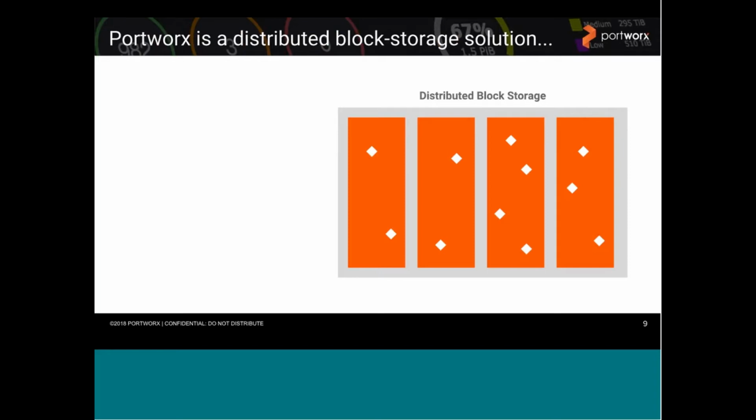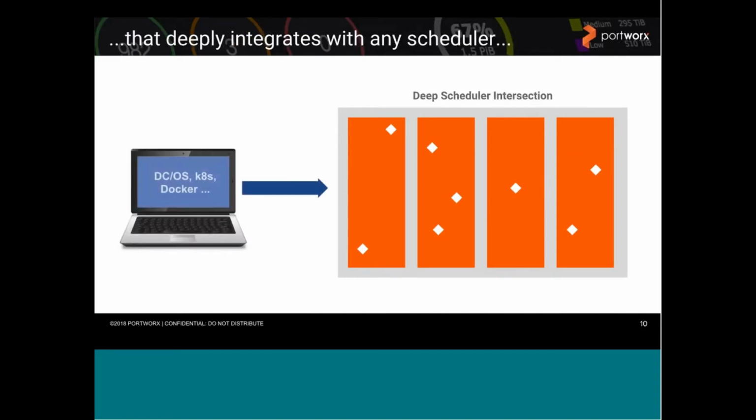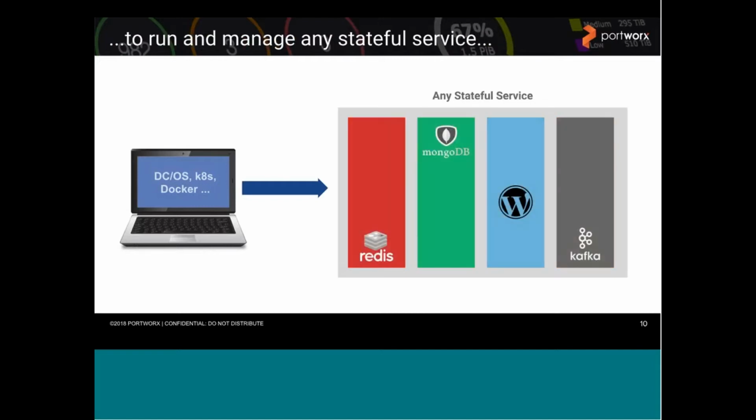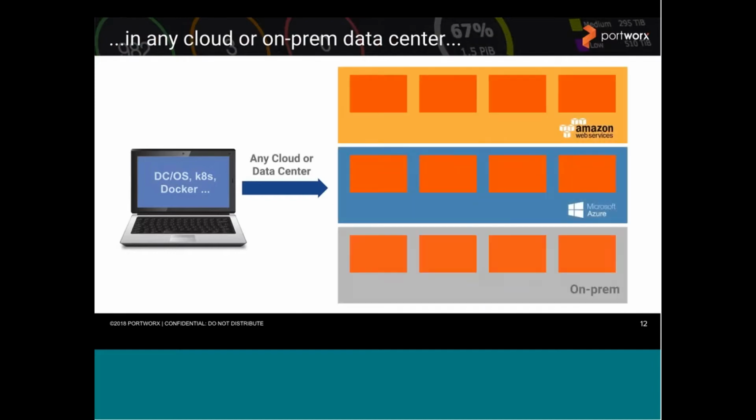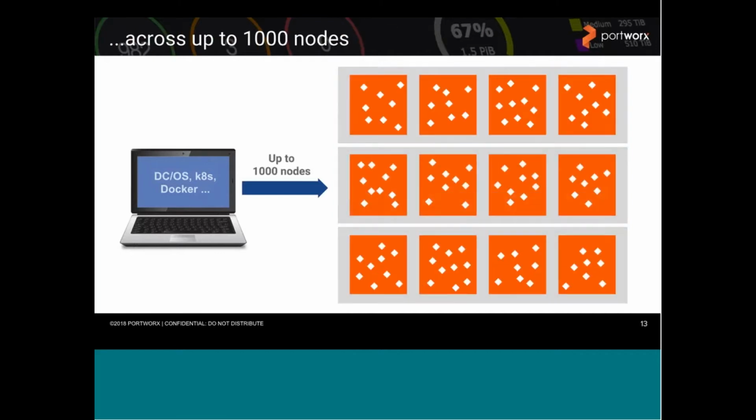So what is Portworx? Portworx is a distributed block storage solution that deeply integrates with any scheduler. Today we're going to focus on Kubernetes, to run and manage any stateful service in any cloud or on-premise data center. Again, today we're going to focus on Amazon, across up to 1,000 nodes, right? That in a nutshell is what Portworx does.